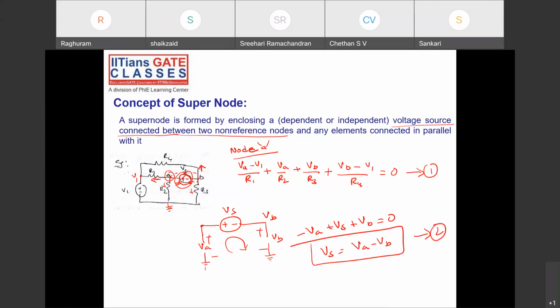Sir, actually, how can we combine these two equations? Any special reason for that?